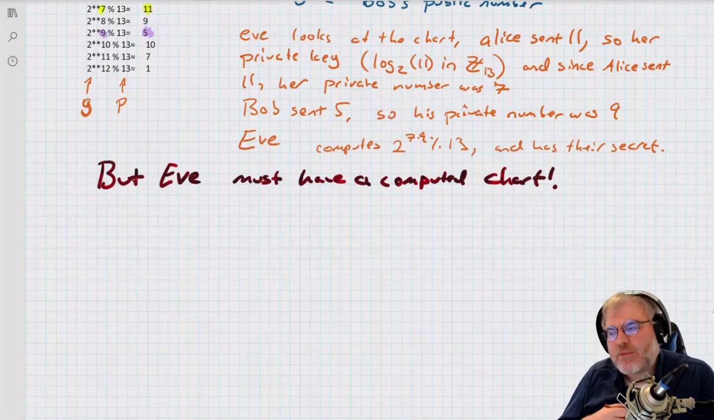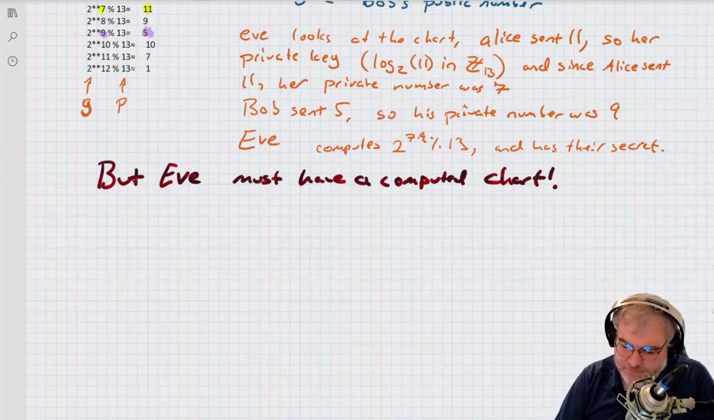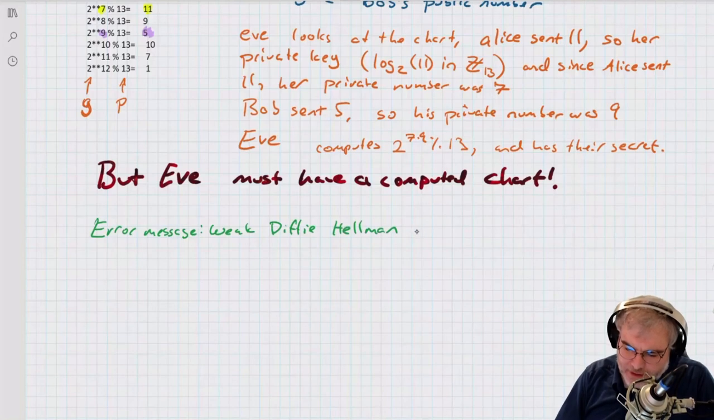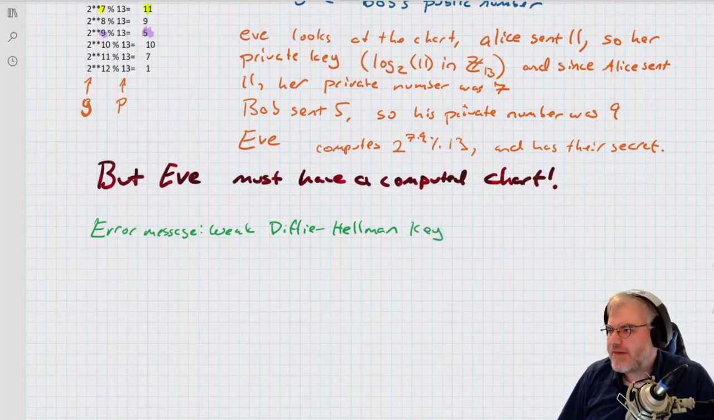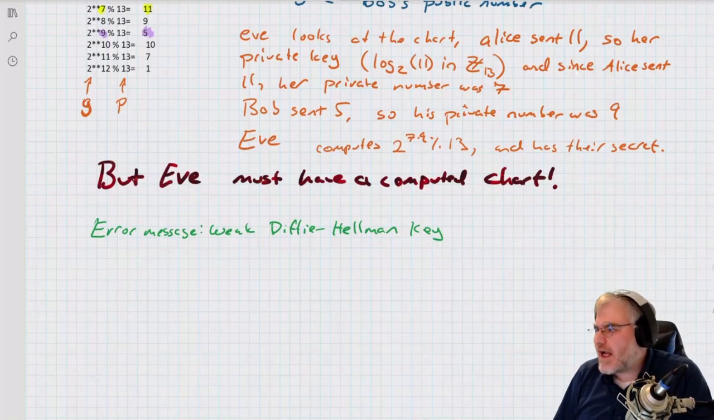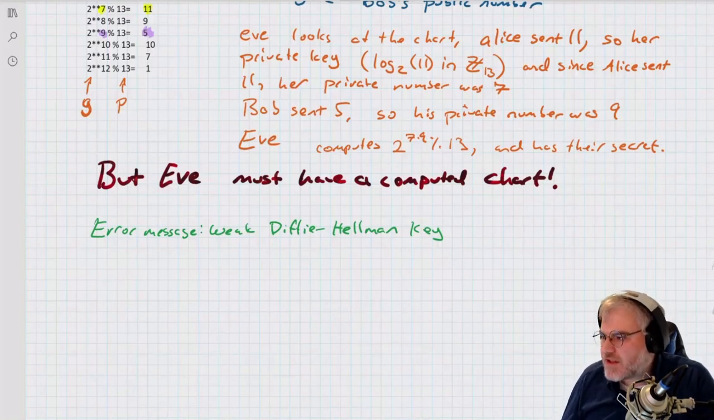Now, here's the thing. There's an error message that you can get called weak Diffie-Hellman exchange. This was a real problem about 5 years ago. I should say 10 years ago now. It was called the weak Diffie-Hellman exchange error. And you can actually see it. If you just Google that, you'll see all kinds of things. Weak Diffie-Hellman key exchange when connecting to whatever.